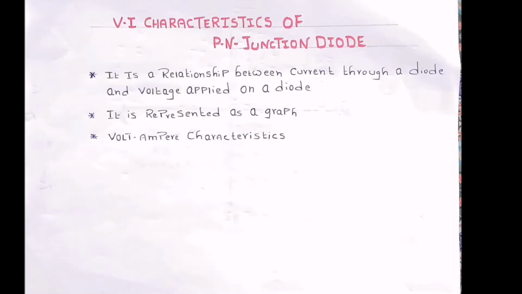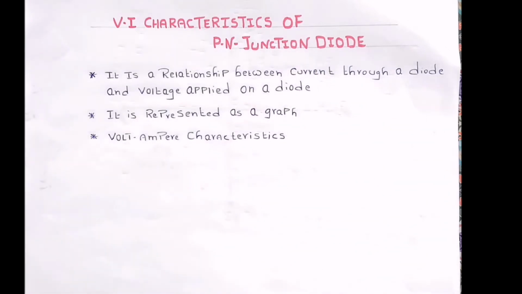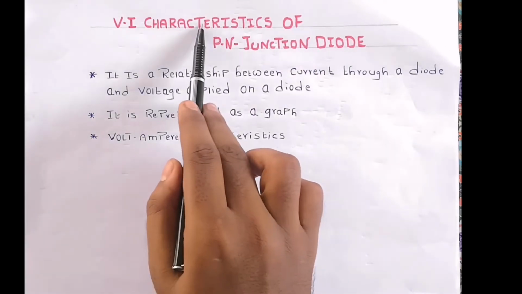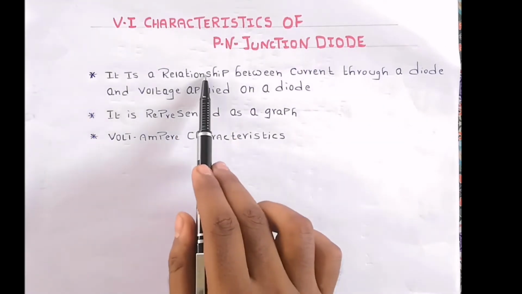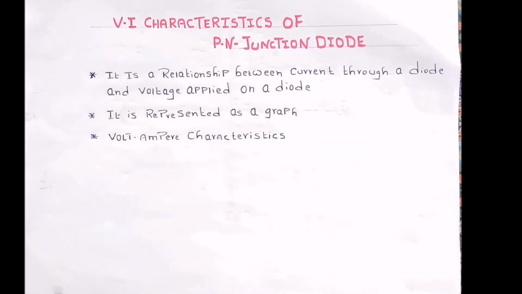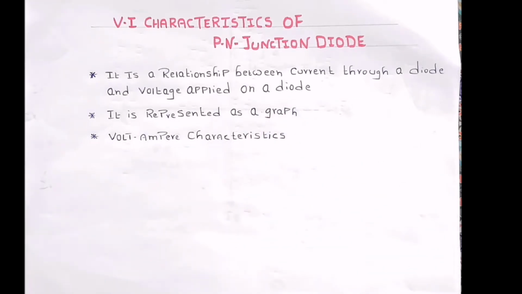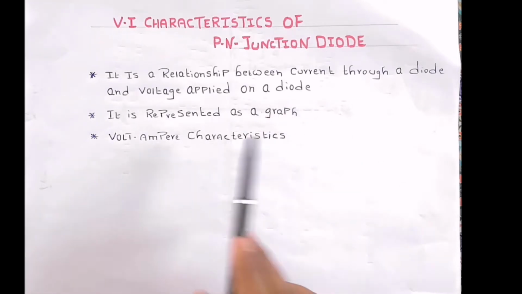Today in this video we are going to understand the VI characteristics of a PN junction diode. So what are these VI characteristics? It is nothing but a relationship between the current through a diode and the voltage applied on a diode, and it is represented as a graph. These VI characteristics are also called volt-ampere characteristics.